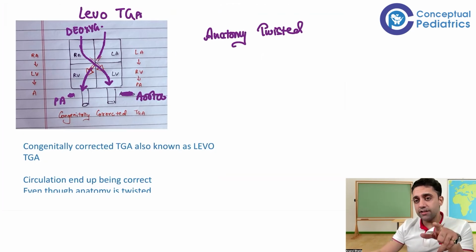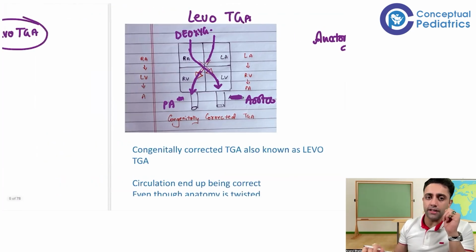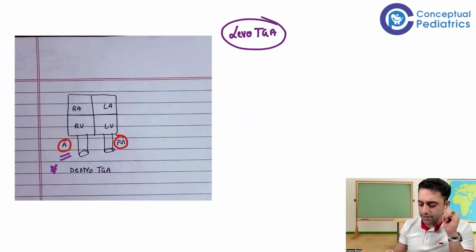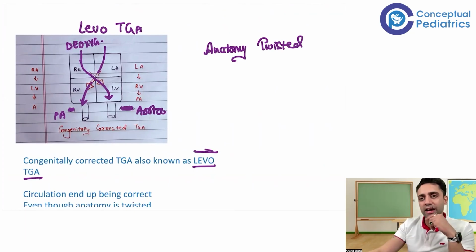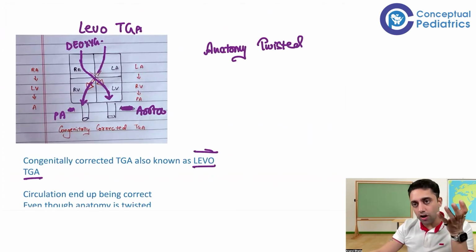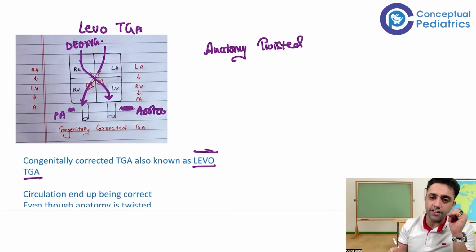So listen to me very carefully. In normal TGA, right side is aorta and left side is pulmonary artery. But that is not happening here. In Levo-TGA, the only problem is that the right ventricle has by mistake connected to the left ventricle, and left ventricle is normally connected to the aorta. So the deoxygenated blood from right atrium goes to left ventricle.